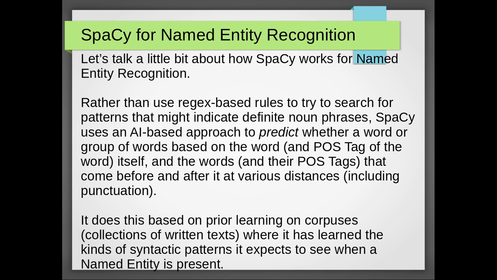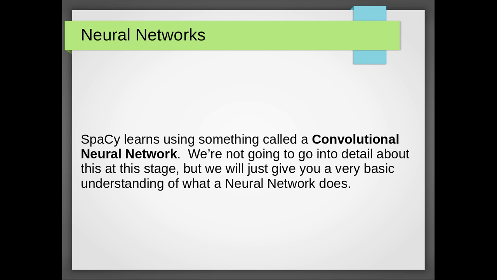So all its previous learning is on corpuses, which are collections of written text, where it's basically learned the syntactic patterns that it expects to see when a named entity is present. And these corpuses are huge, generally. They're very large-scale volumes of text, so it gets to see lots of text and how text is formed, and not just in beautiful grammar, but the way people are actually writing.